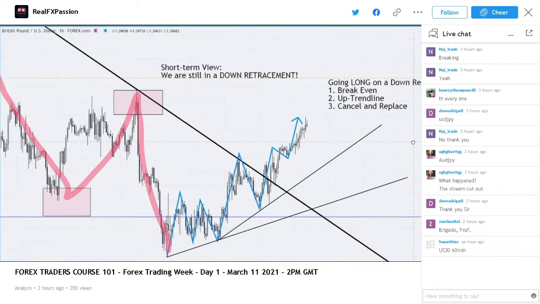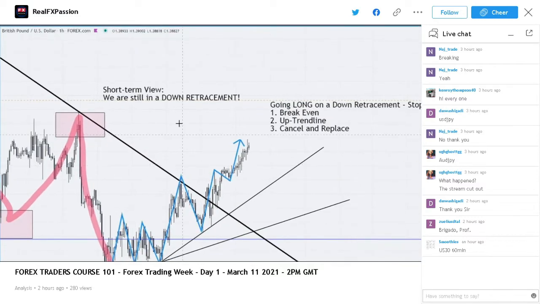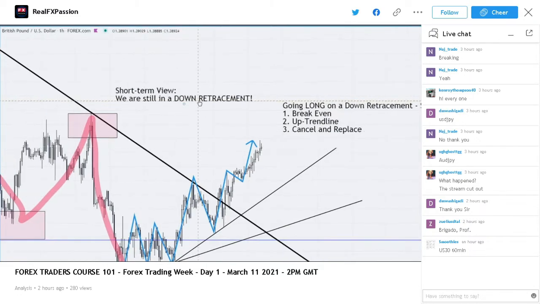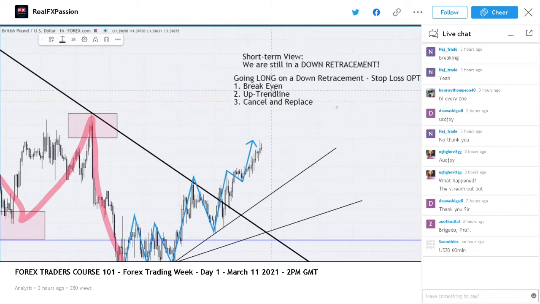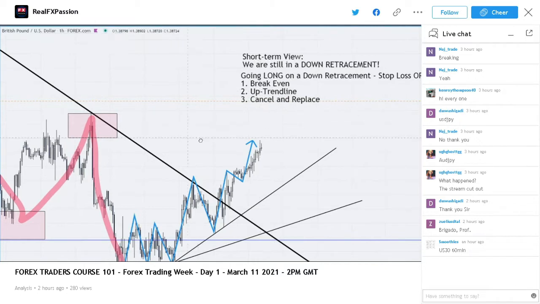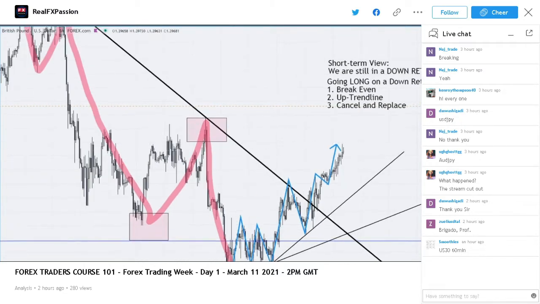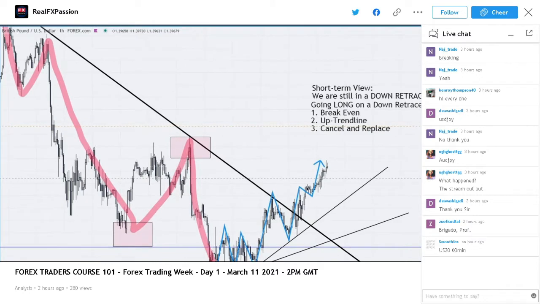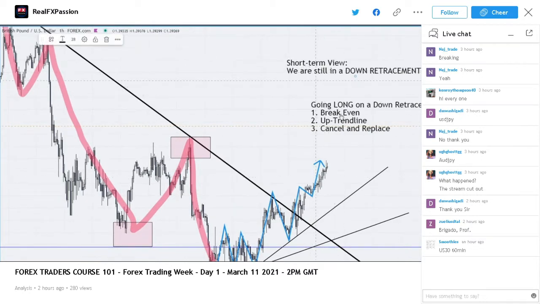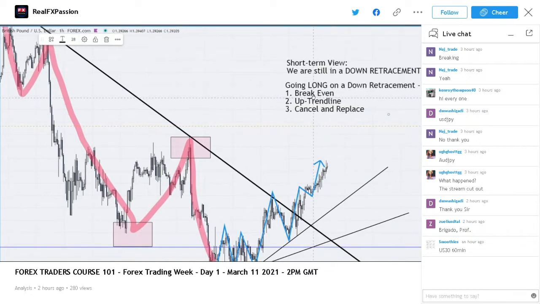So GBP USD 1 hour chart. We are still in a down retracement, so going long on a down retracement, the market didn't break the relevant high. We are implementing what we have learned so far from the course to the live market. Going long on a down retracement, stop loss, different options. It depends when you entered, everybody, but one would be break even.